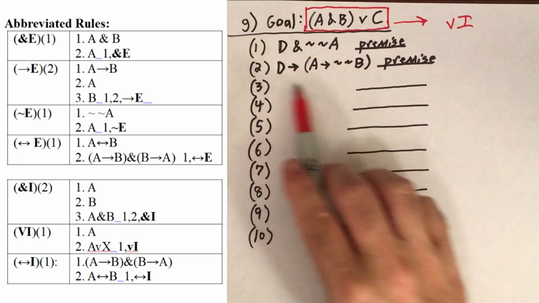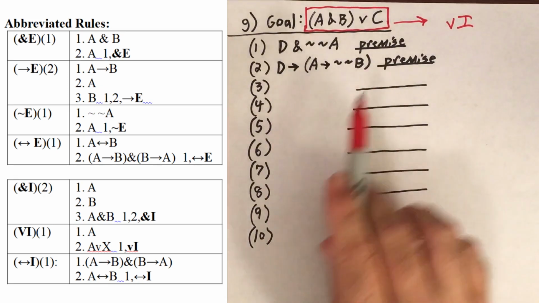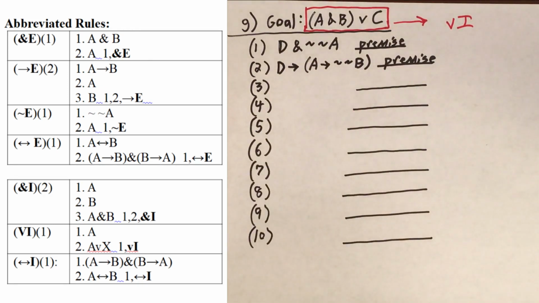Do I see C anywhere? No, I can't just create a letter out of thin air. So I see what my sub-goal is.